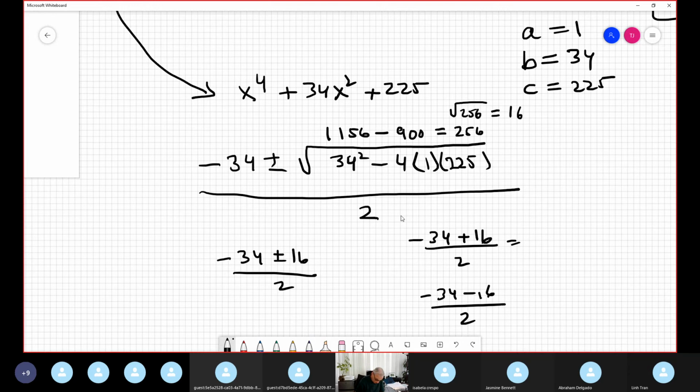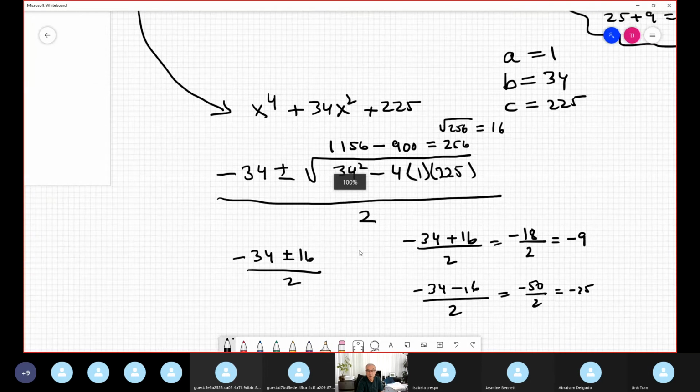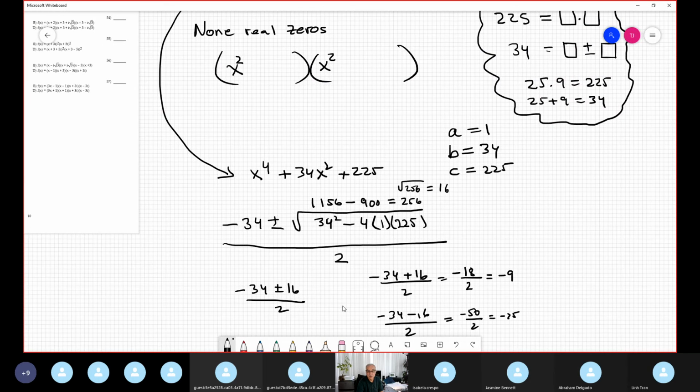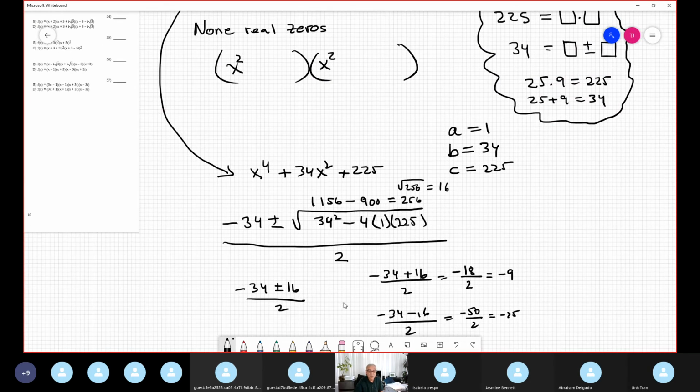34 and 16, subtraction is 18. Negative 18 divided by 2 is negative 9. And 34 plus 16 is 50, but actually it's negative 50 divided by 2, which is negative 25. And this is our combination: 9 and 25. When we are doing the factorization, you put 9 and 25, or 25 and 9, either way. And the sign is obvious, positive.